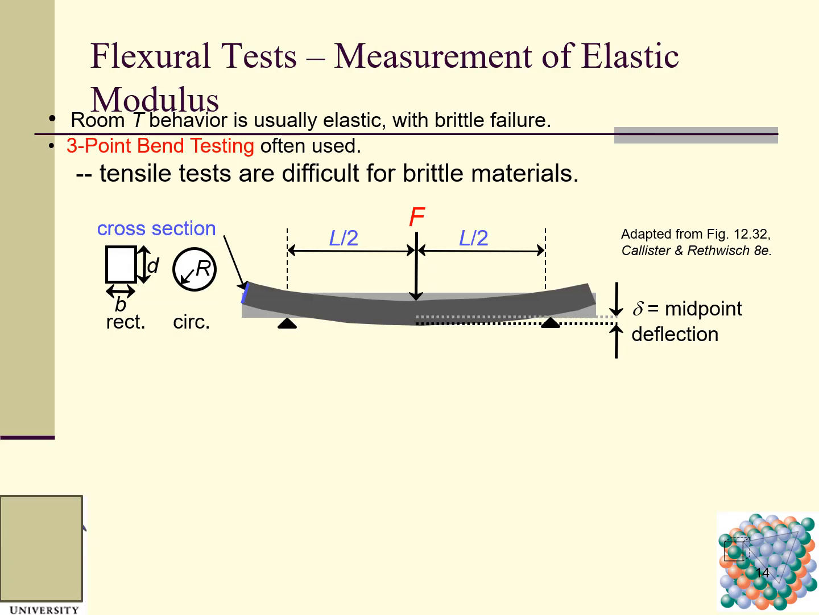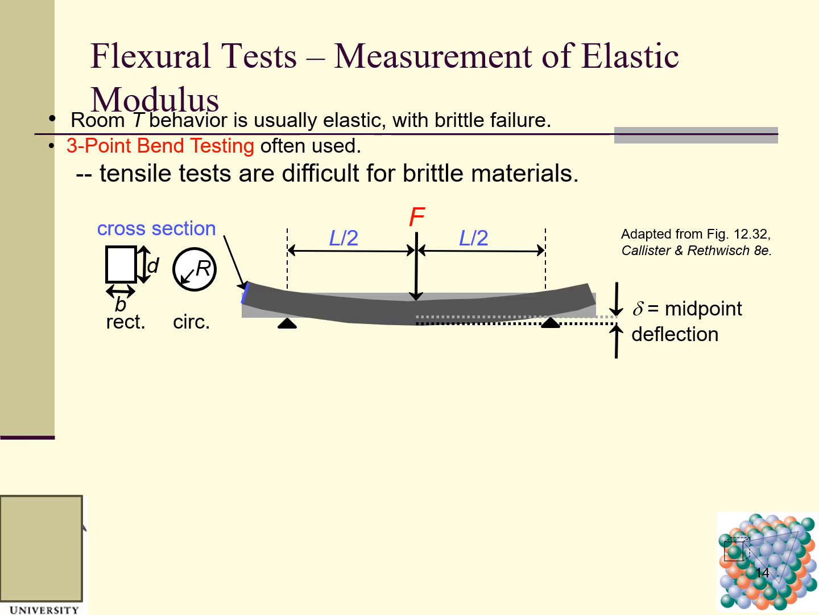But for these brittle materials, we cannot use a tensile testing machine because they are very brittle. For brittle materials, the ultimate strength for compression is much higher than the ultimate strength for tensile testing. So that's the reason we cannot use tensile testing to measure the elastic modulus, and we need an alternative. We usually use 3-point bending testing.